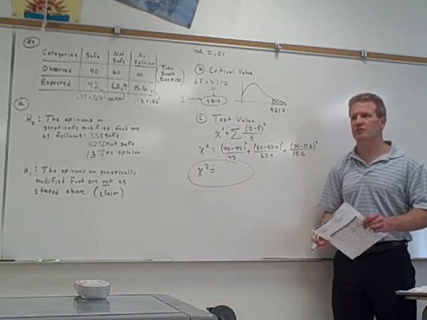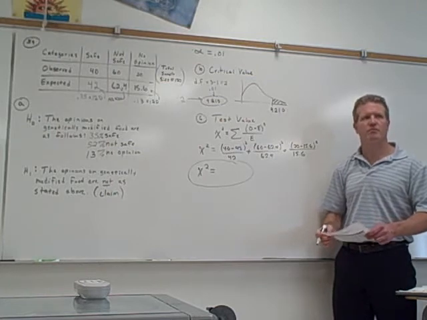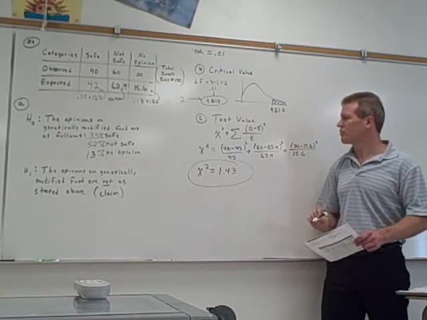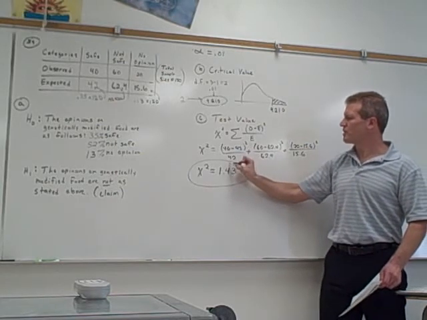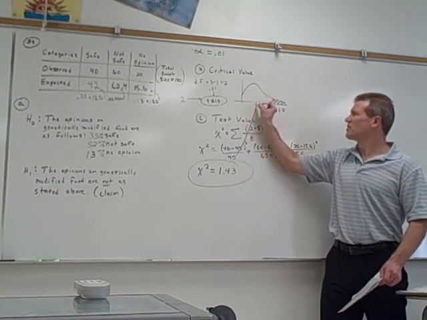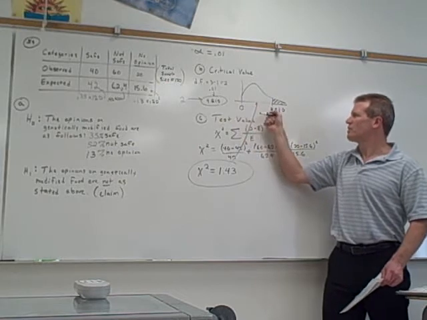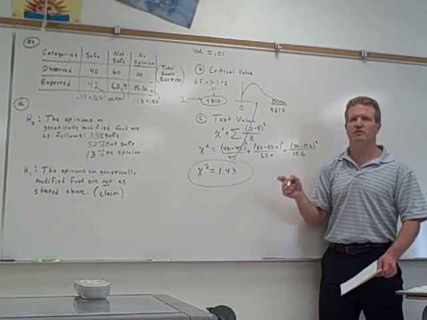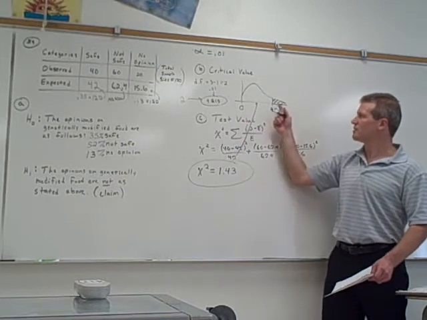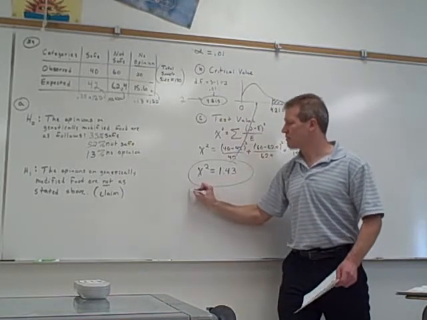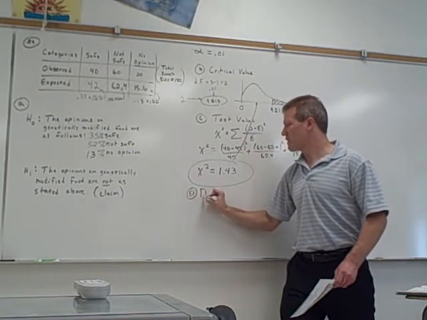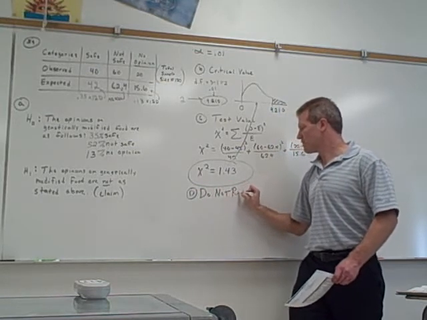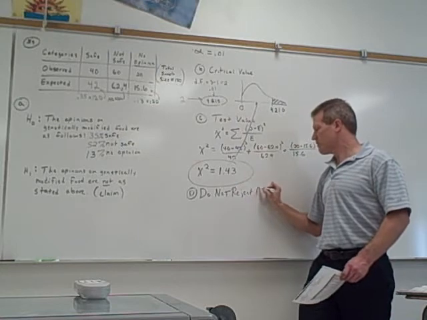Anyone have any idea what that comes out to? I got 1.43. 1.43? I got that too. Okay. 1.43. So 1.43, notice, falls between 0 and 9.21. So should we reject or not reject the null? No. Do not reject the null. This is the rejection region out here. So for step D, you'd say do not reject the null hypothesis.